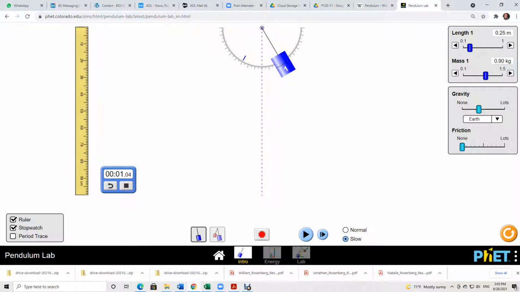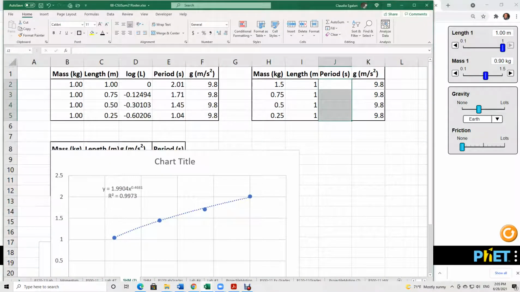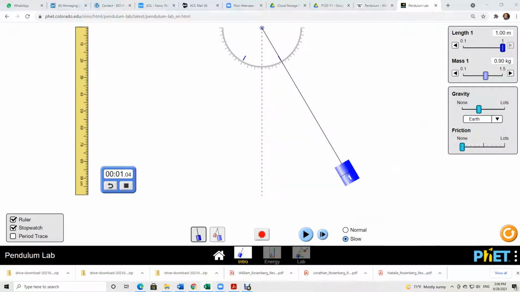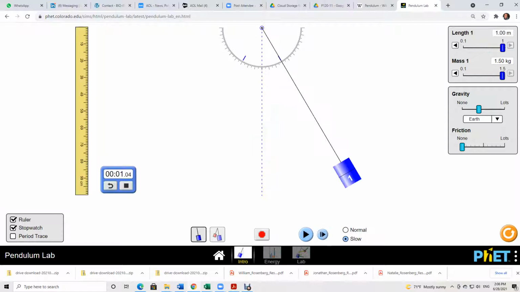I'm going to increase the length of the pendulum to 1 meter. The mass, we're going to start at 1.5. Here you go, 1 meter, 1.5 kilograms. You know what, this time, instead of using the introduction, we're going to do the experiment in a quicker way. There's a more convenient way of performing the simulation, okay?